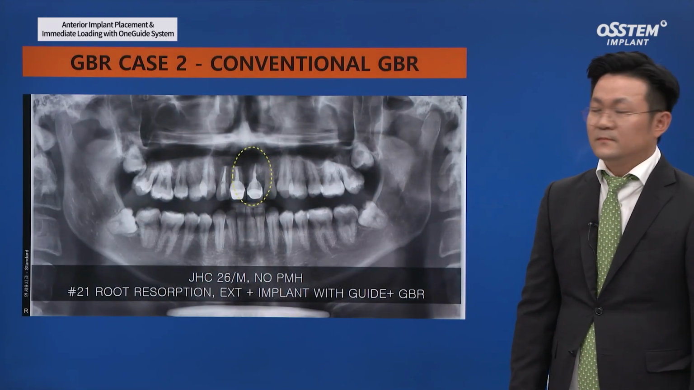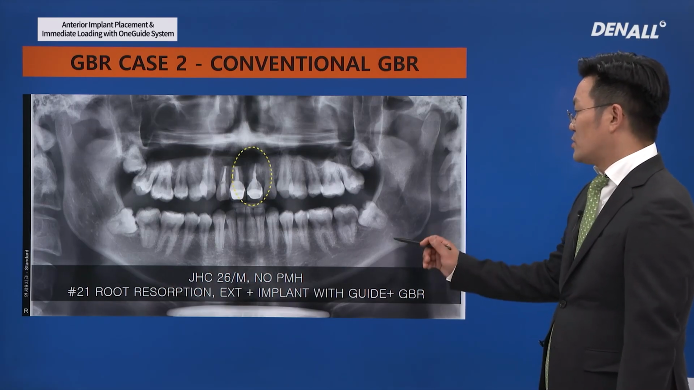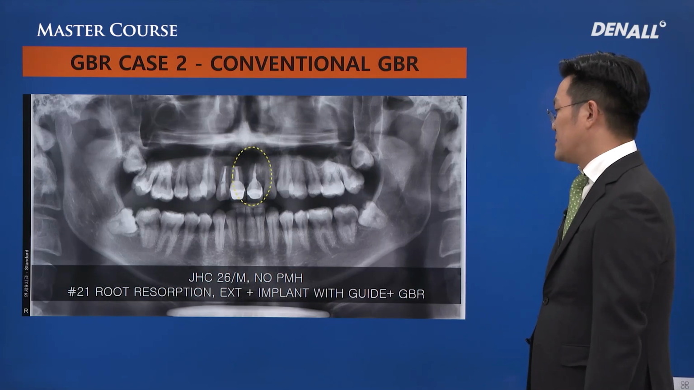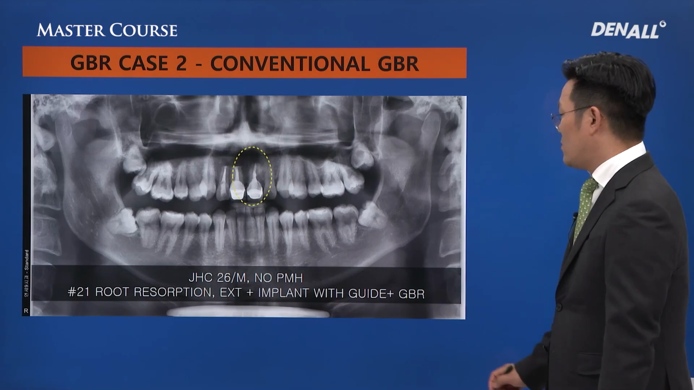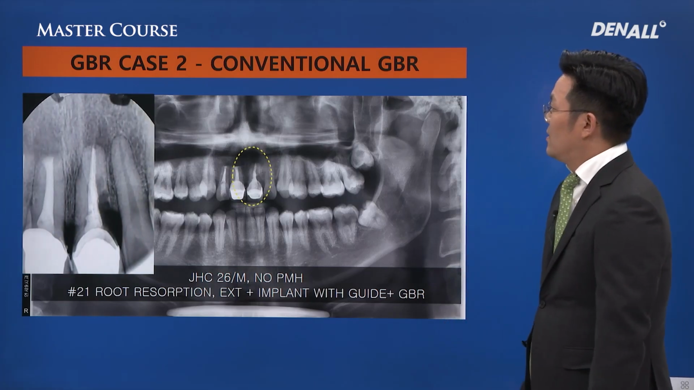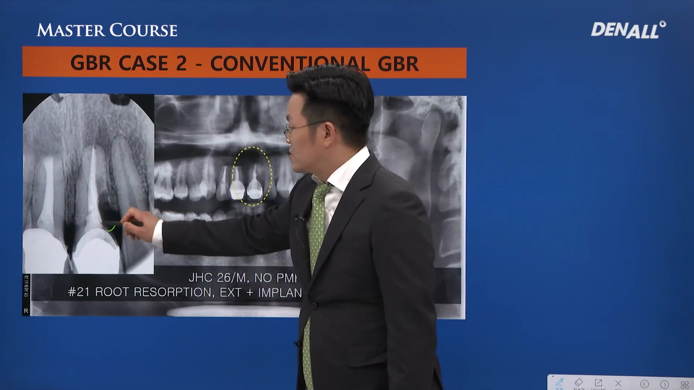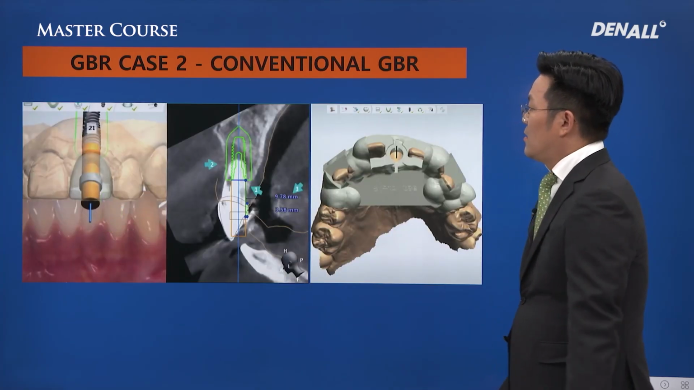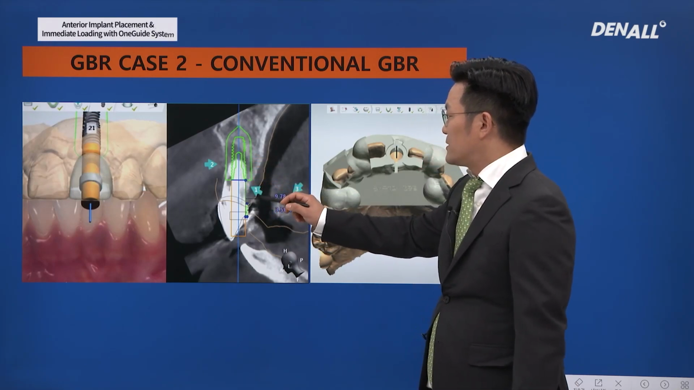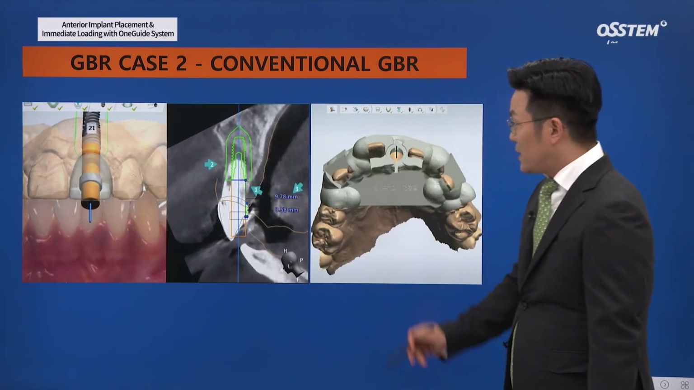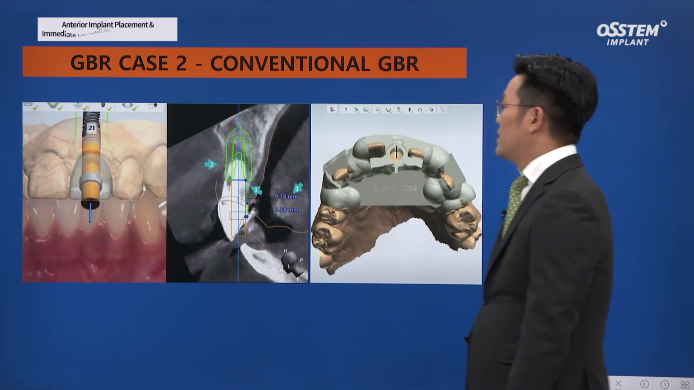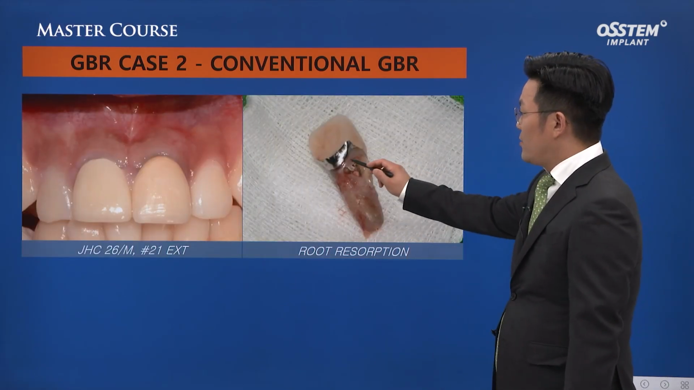Now for this patient, it was a young male patient, number 21, the central incisor. They had root resorption, and I placed the implant and did the guide surgery along with GBR. As you can see here, the root has already resorbed, and extraction was planned like this. As you can see, for implant positioning it's better to go palatal, but if you go too palatal, there could be different issues. So this was the position that I planned, and after extraction, you can see the resorption was already happening.